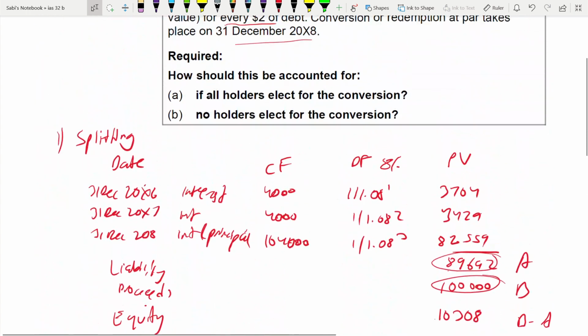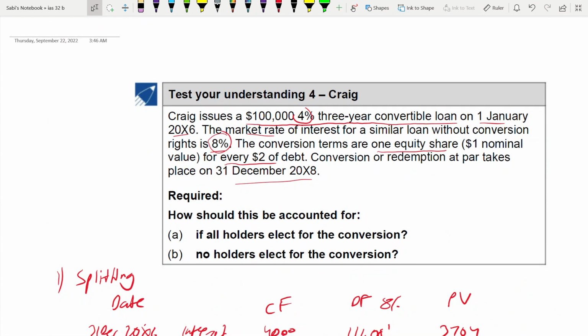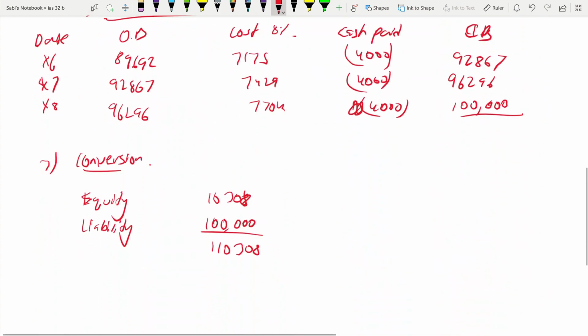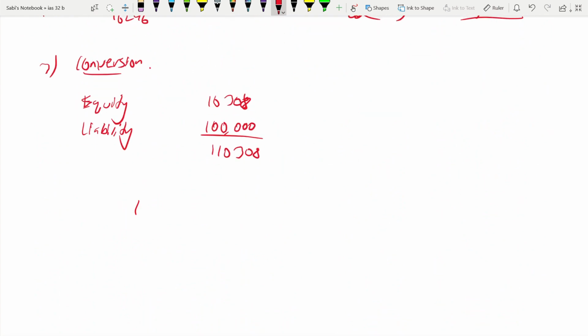Now with conversion, what is it? They told for one equity share there are two debt. So this is a debt, 100,000 is a debt. So for one equity there are two debt. This is debt. This is equity. So if you want to find equity, debt is 100,000, just divide it by 2. You will get the equity, which is 50,000. For two debt, one equity. So 100,000 debt, it will be 50,000 equity.